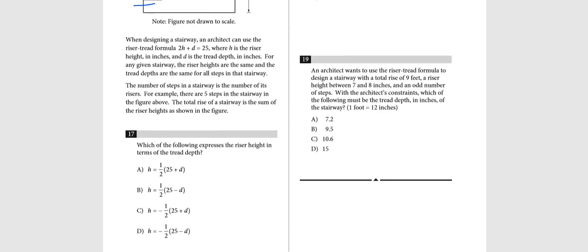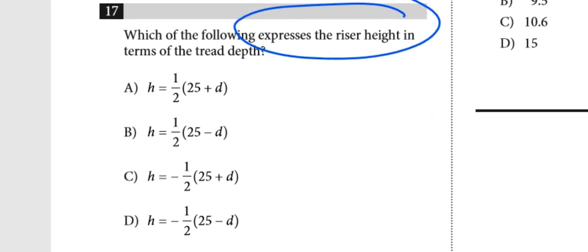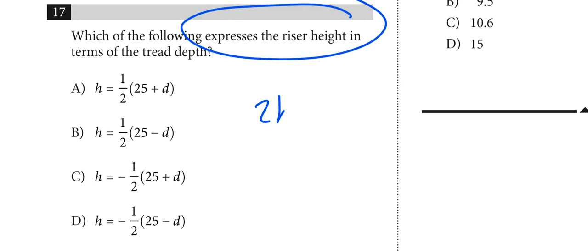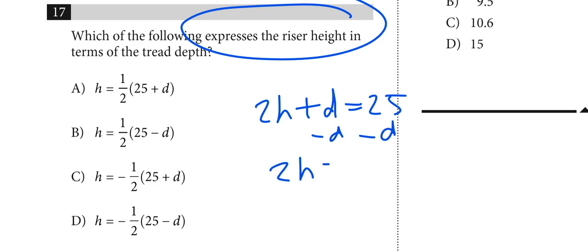Okay. Which of the following expresses the riser height? So expresses the riser height. What does that mean? What do they want me to do? They want me to rewrite the equation 2h plus d equals 25 and solve for what? Probably h, right? Because all the answer choices are solved for h. Okay? So we can subtract the d's from both sides. We got 2h equals 25 minus d.